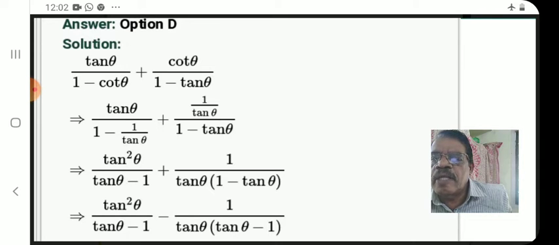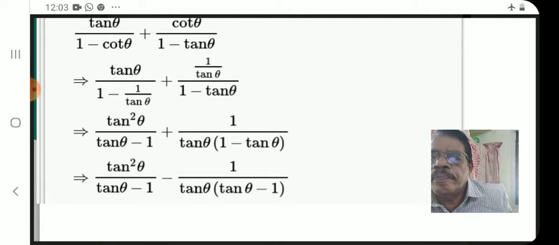In both the terms multiply the numerator and denominator by tan theta. So we get tan square theta by tan theta minus 1 for the first term. The second term becomes 1 by tan theta into 1 minus tan theta. And in the last step, tan square theta by tan theta minus 1. From the second term we take a minus sign, so plus becomes minus. So inside the bracket in the denominator we get tan theta minus 1.